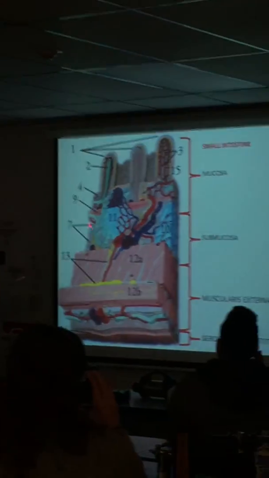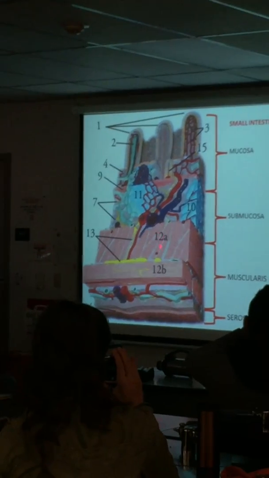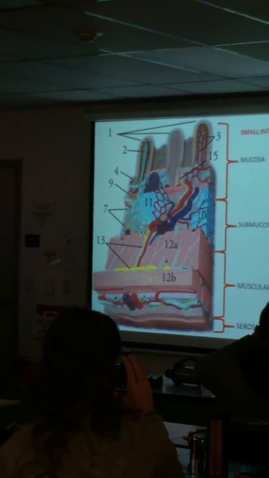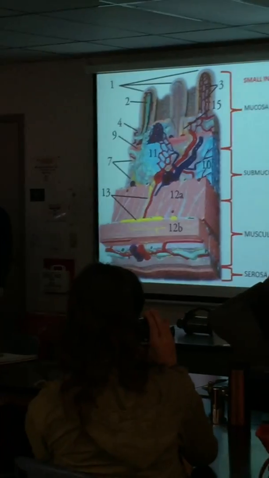The yellow lines here are the submucosal plexus. In muscularis externa, you should know 12A and B, the circular and longitudinal layers, and know the myenteric plexus, number 13. 14 is the simple squamous epithelium of the serosa, or adventitia.